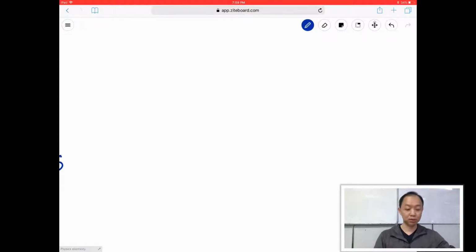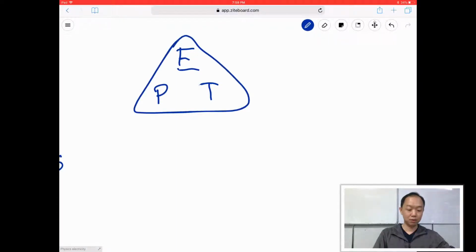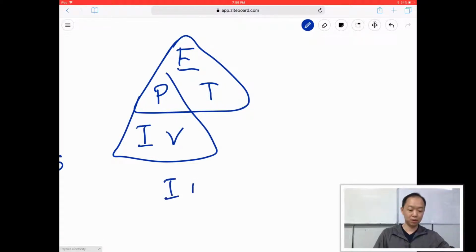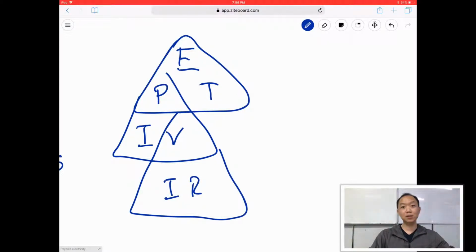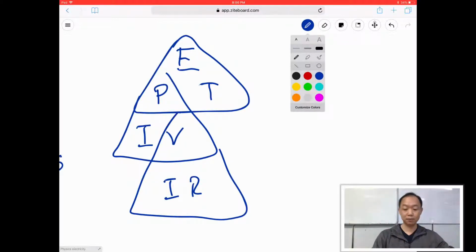Now, what do I mean by triple triangle? I call this the EPT-IVIR triangle. I know, sounds a bit weird. Okay, so let me write it out to show you what it looks like. EPT-IVIR. Okay, this is called the triple triangle, the EPT-IVIR triangle. So what are all the alphabets and what do they represent? Let me explain every single one of them.